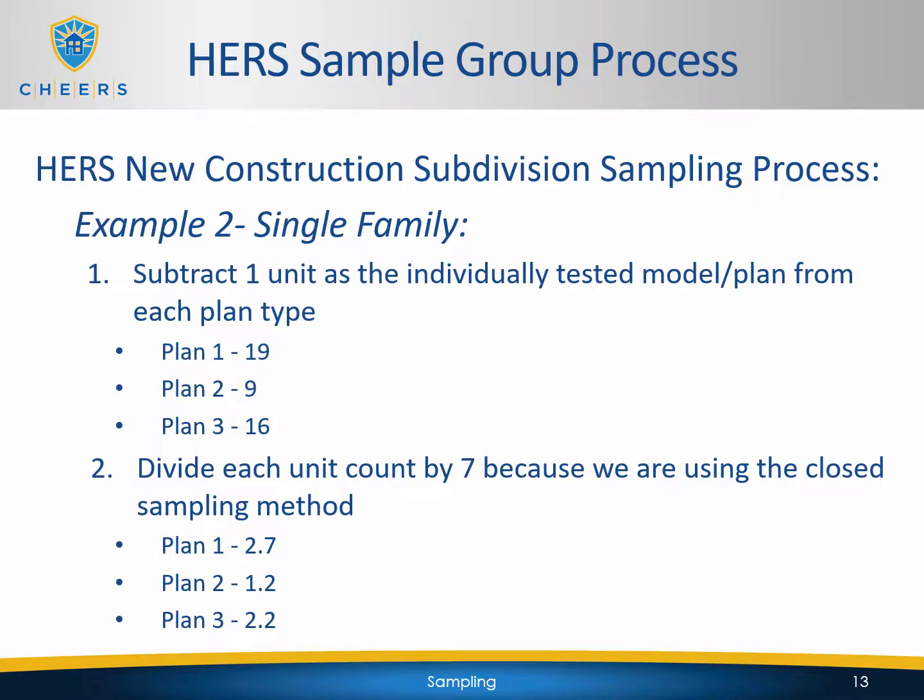So the first step is to subtract one lot as the individually tested model plan from each plan type. So you're going to remove one from plan 1, 2, and 3, which takes down the numbers to 19, 9, and 16. Then you're going to divide each plan number by 7 because we're using the closed sampling method. So 19 divided by 7 equals 2.7. 9 divided by 7 equals 1.2. And then 16 divided by 7 equals 2.2.